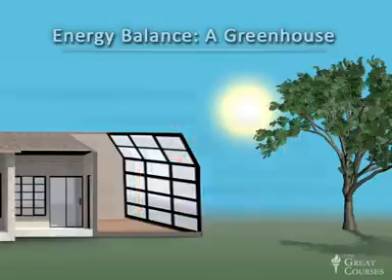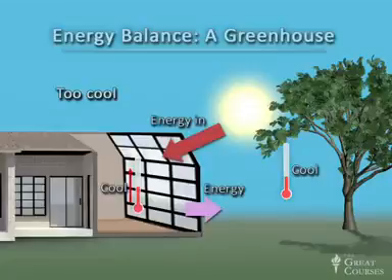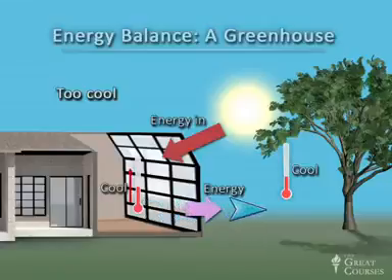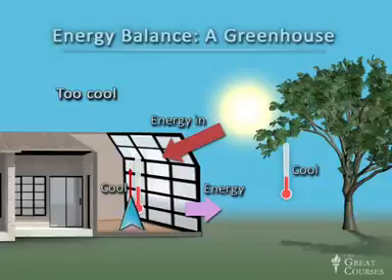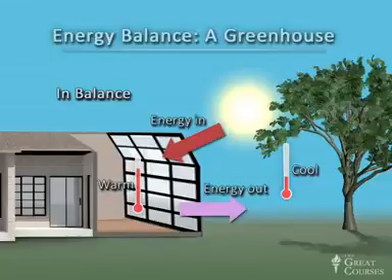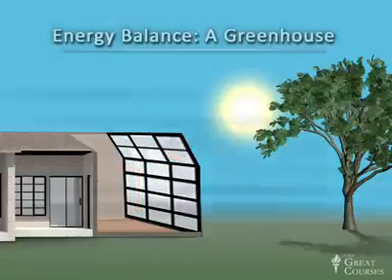If the greenhouse is too cool for these conditions, because the rate at which something loses energy, the conductive heat loss in this case, remember, is proportional to the temperature difference, the energy out will be smaller than the energy in. The flow out will be less than the flow coming in. Consequently, there's more energy coming in, and the temperature will go up and the system will come back into balance. What if, on the other hand, the greenhouse is too hot?